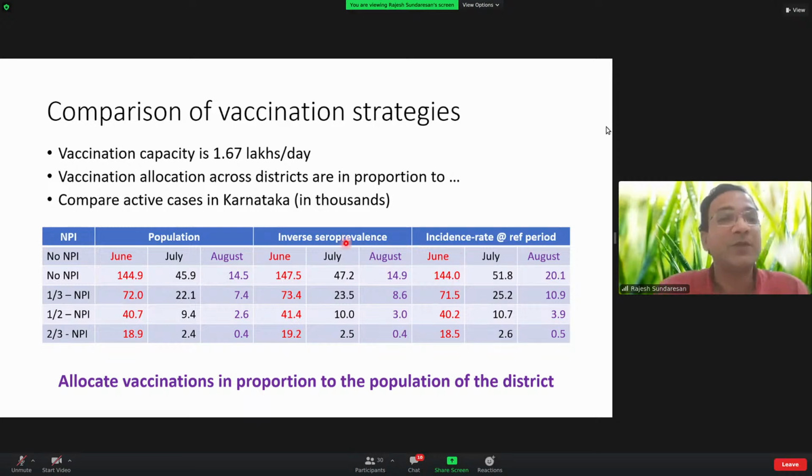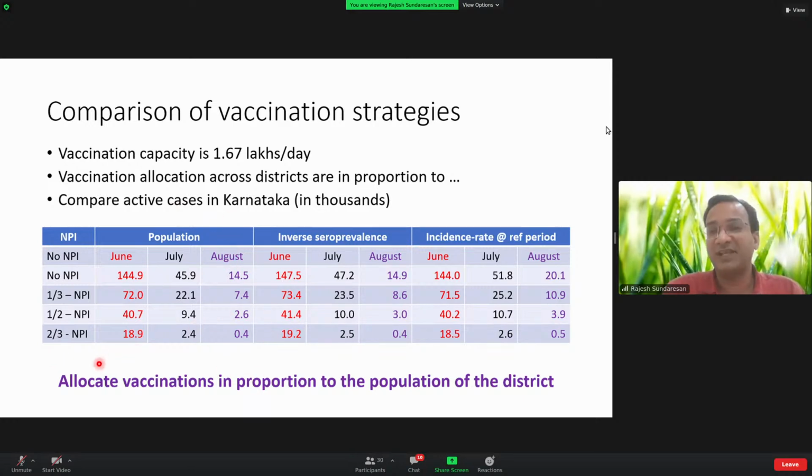What works better? In the short term, it turns out that if you compare the reds, this one is marginally better. So ring vaccination is marginally better. But if you look at the long term, July as well as August, it turns out that vaccination allocation in proportion to the population is best for the state as a whole. And so the suggestion is to allocate vaccinations in proportion to the population, keeping the longer term perspective in mind.